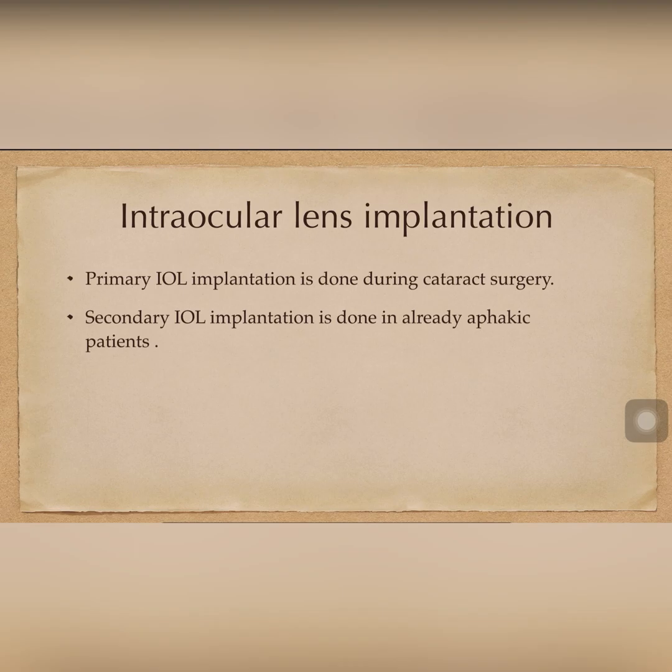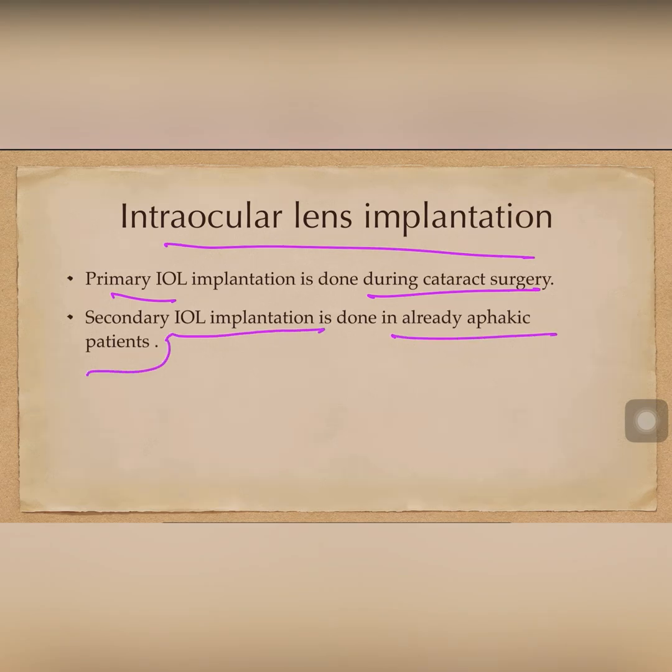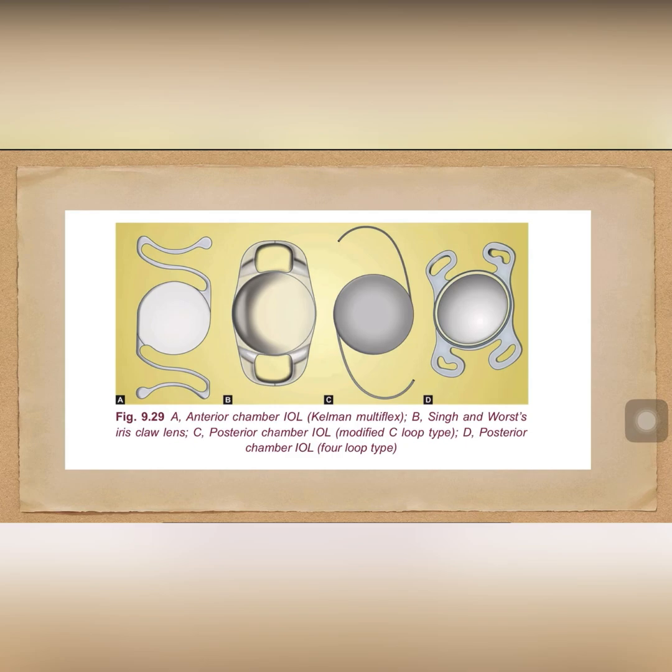We can use intraocular lens implantation. Primary IOL implantation is done during the cataract surgery, and secondary IOL implantation is done in an already aphakic patient. So these are the various intraocular lenses used: anterior chamber intraocular lens, Singh and Worst's iris claw lens, posterior chamber intraocular lens, and posterior chamber intraocular lens with 4-loop type.